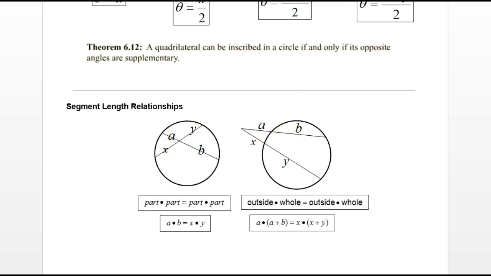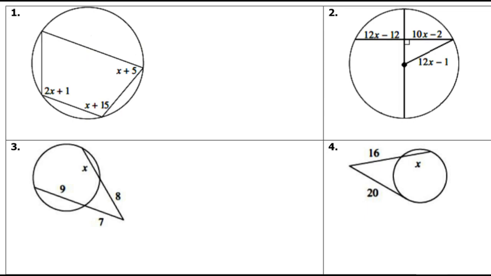So there's 5 formulas you need to know, plus this theorem that says if you have a quadrilateral inscribed in a circle, opposite angles are supplementary. We'll have to know that as well. All right, but back to this. Let's start with problem number 1. And hey, there's that quadrilateral I was just talking about.